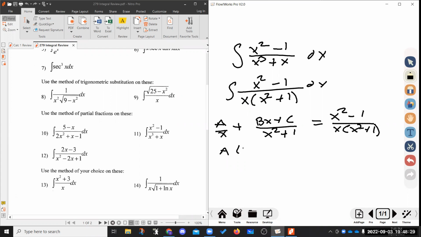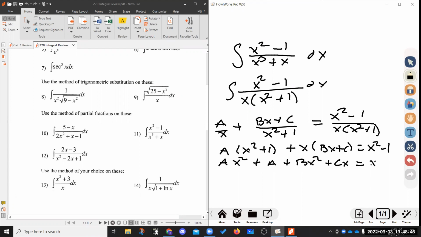So when we make a common denominator, we're going to get ax squared plus a plus bx squared plus cx is equal to x squared minus 1. So my x squared terms, a plus b, need to equal 1. My x term, c, has to equal 0 because there's 0 for the coefficient there. And my constant part, a, has to be -1. Well, that makes solving for b pretty easy. That's -1 plus b equals 1, so b equals 2.